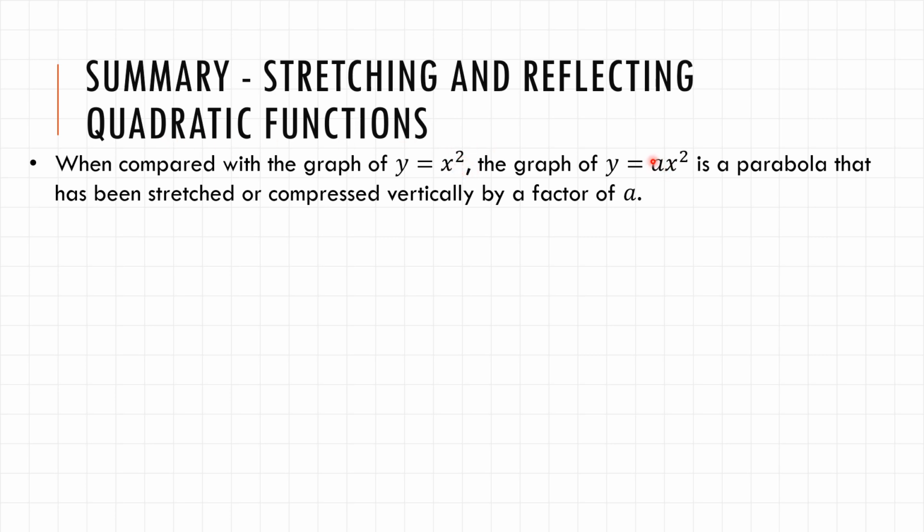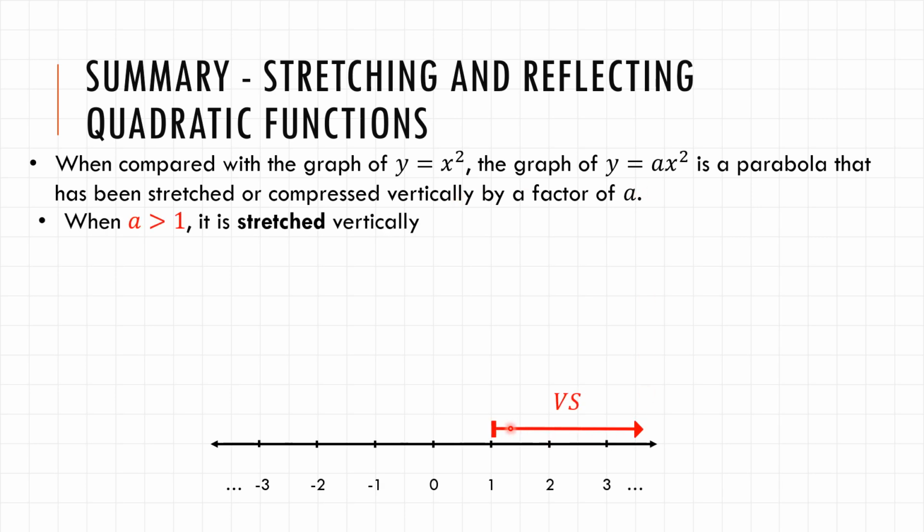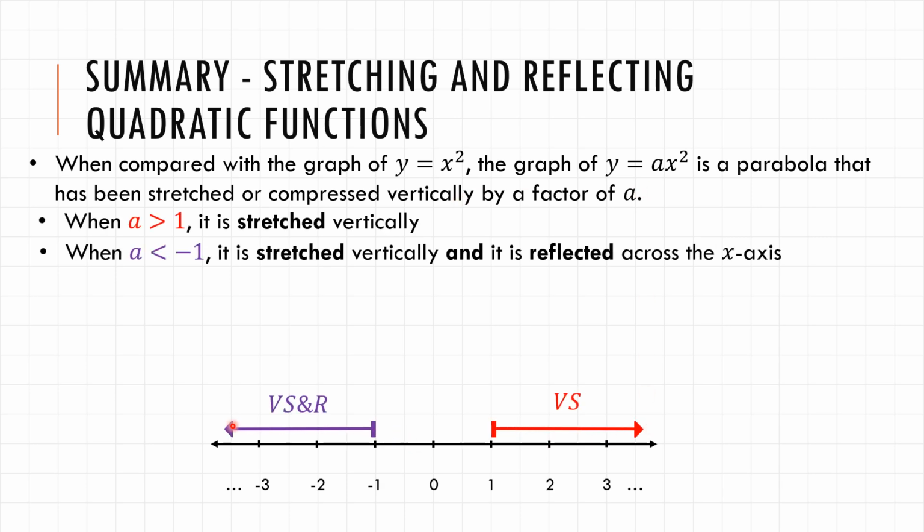So if you do see a number in front of the x squared, if you do see that the equation has an a value, that stretches or compresses the function vertically. If that's going to be a number that's bigger than 1 or less than -1, there's always going to be a vertical stretch. In other words, when we multiply by a number that's bigger than 1, obviously the value that we are multiplying gets bigger. But if it's negative, so if it's less than -1, not only is there going to be a vertical stretch, but it's also going to be reflected vertically.